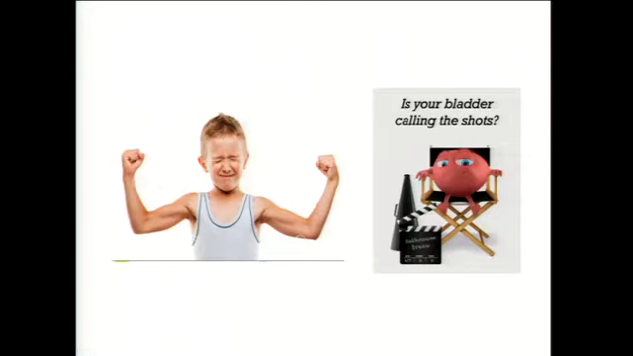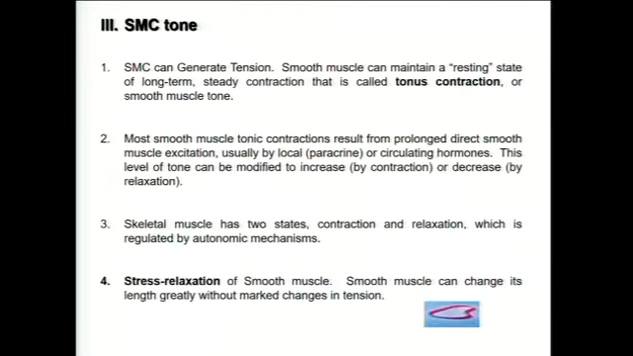So this is how smooth muscle evolved. And it has to be that way when you think about it. Just regulating your blood pressure would exhaust you. So we'll talk about that. Smooth muscle is different than other types of muscle, and it can maintain tone. We talk about smooth muscle cell tone. It can generate tension or a resting state of tension called tonus contraction.